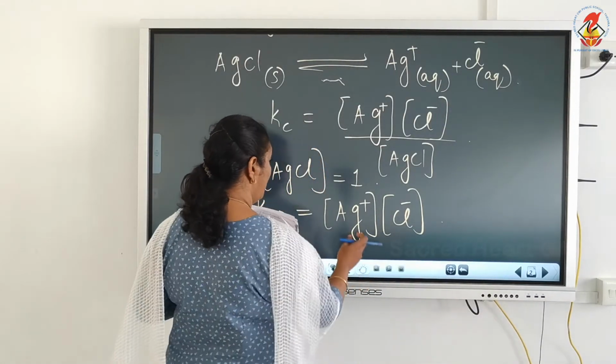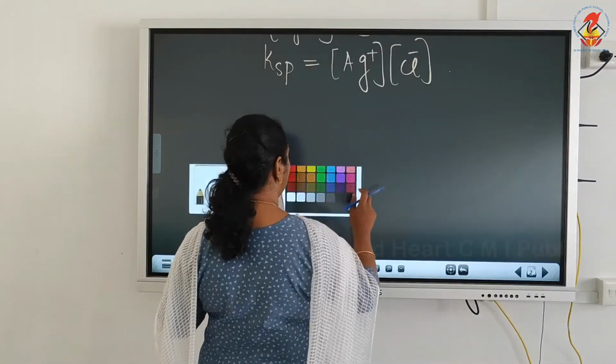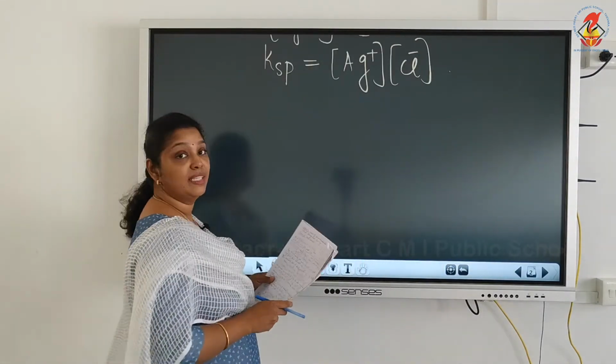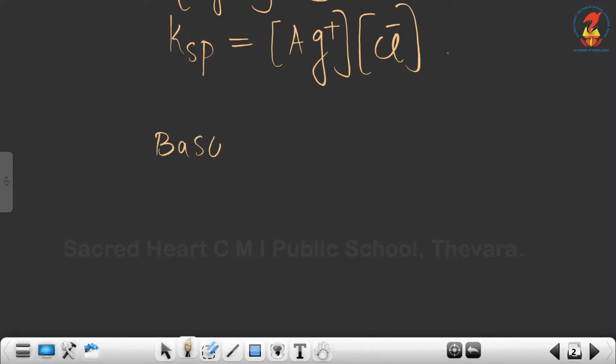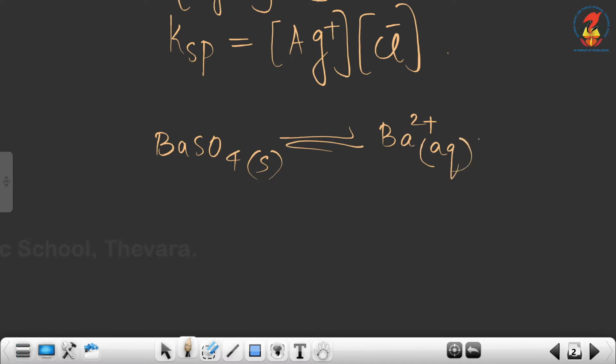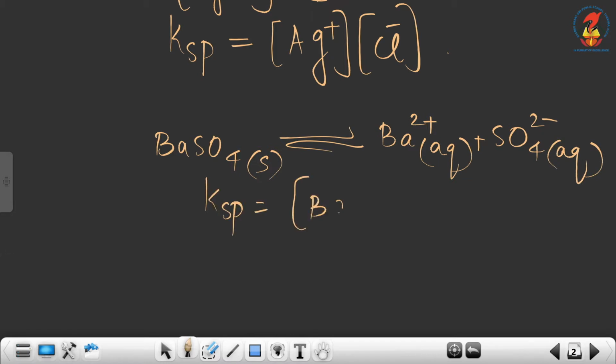Again, suppose you are asked to write the expression for solubility product of barium sulfate. How can we write? First write the equation. Barium sulfate is a solid, it will dissociate to give Ba2 plus ion plus SO4 2 minus ion. So we can write the expression for solubility product Ksp as molar concentration of Ba2 plus into molar concentration of SO4 2 minus.